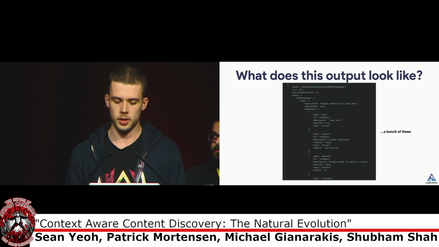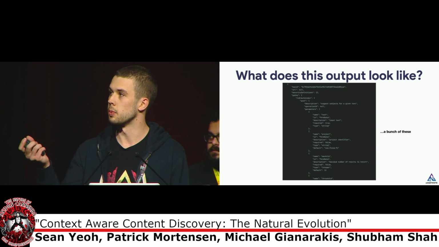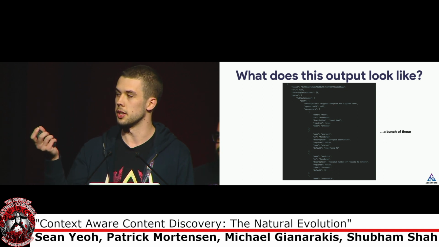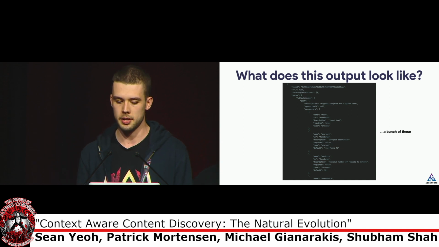And so what does this output look like? It basically looks like a bunch of these, where you've got the KSUID, URL if it's included, any security definitions if they're included, as well as a bunch of paths and parameters.